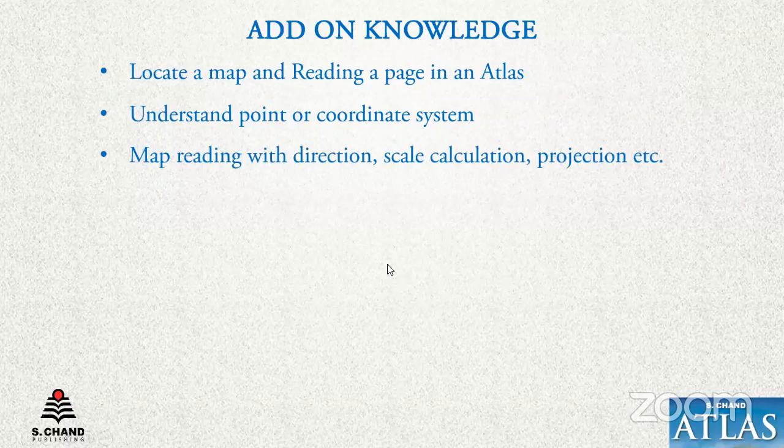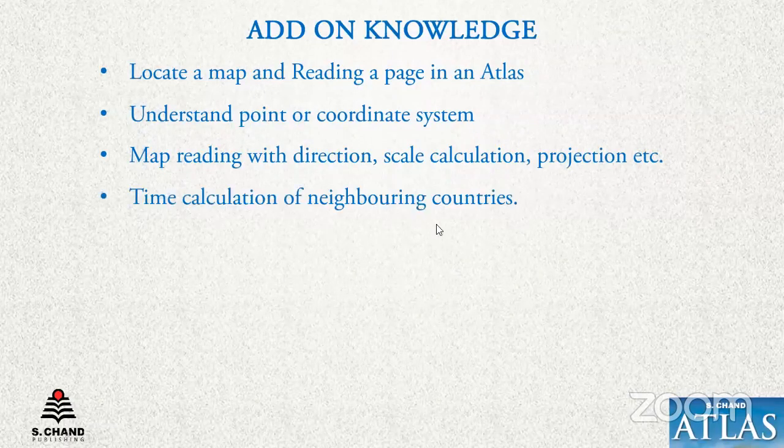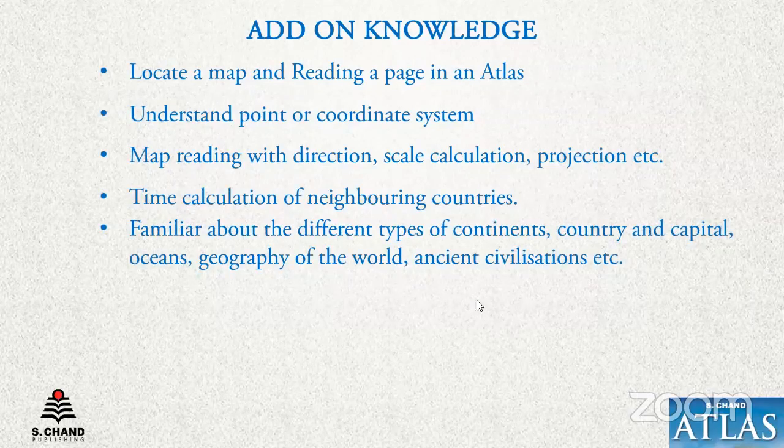The third one is map reading with direction, scale calculation, projection, time calculation with the neighboring country. Yes, we have just completed the interactivity in the previous one. So world time zone. So be familiar with the different types of continents, countries, oceans, geography of the world, ancient civilization. These are basically the different types of maps we have just covered.